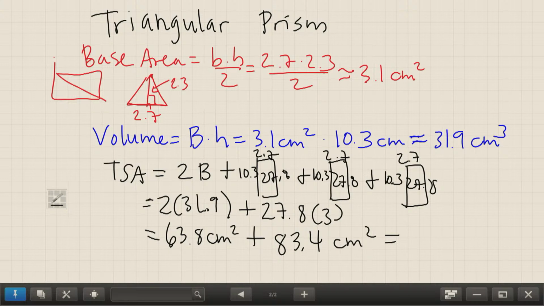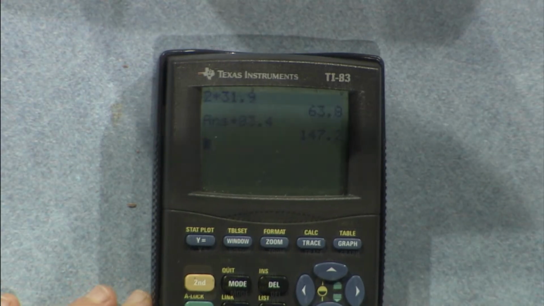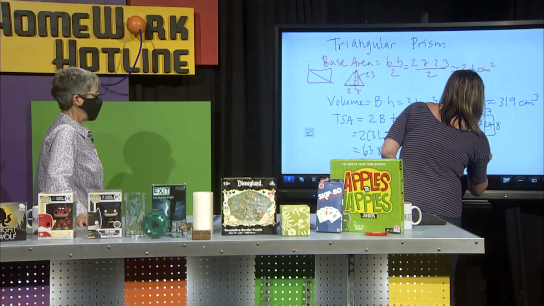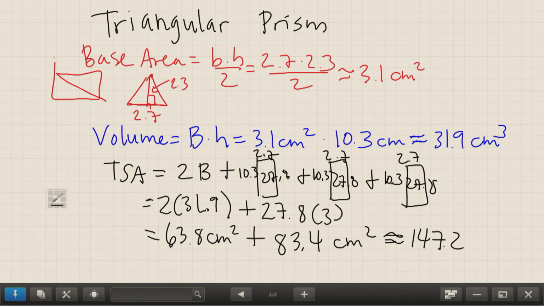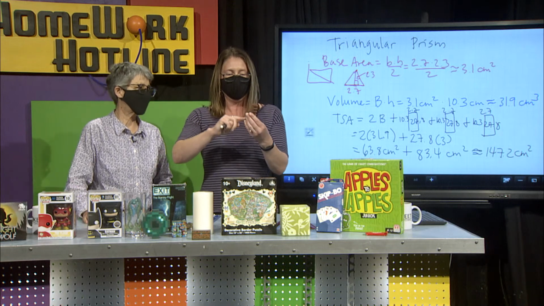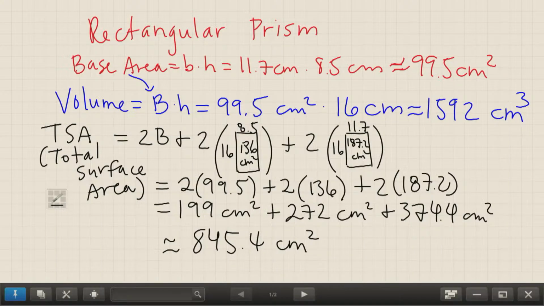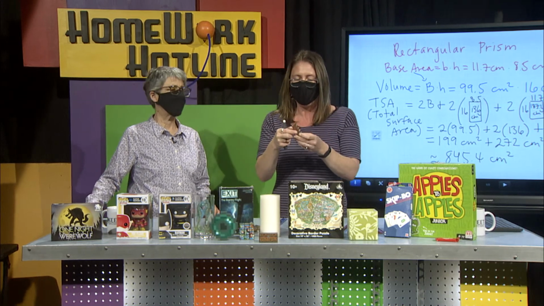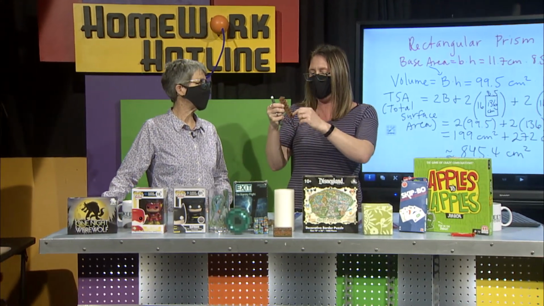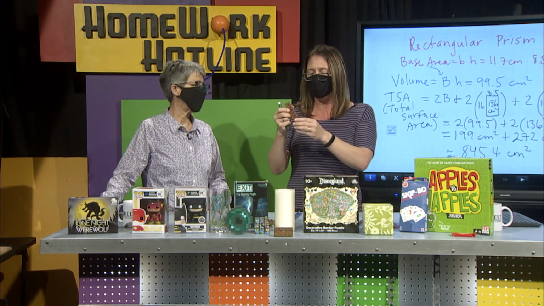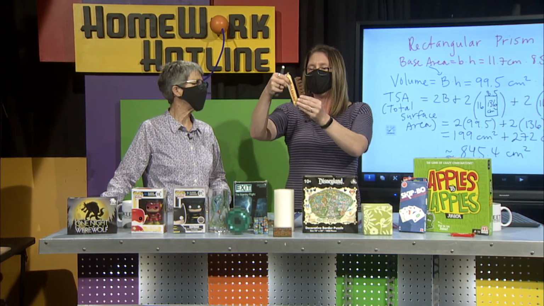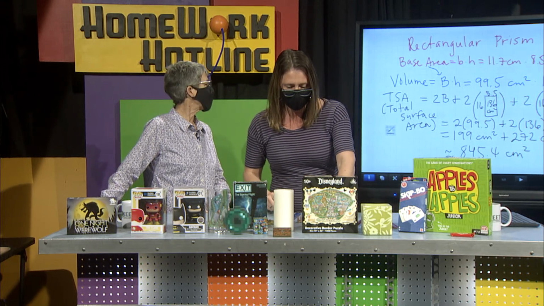Add 83.4. 83.4 is equivalent to 147.2, approximately 0.2 centimeters squared. So if we were to go around this whole thing, it'd be about 147 centimeters. Conversely, when we did the flash, it was 845 centimeters to go around this whole thing. Pretty cool. And really with the surface area, you would take out all these scoops, which curves, but that's basically, if you think of how much was in this package, the space taken up.